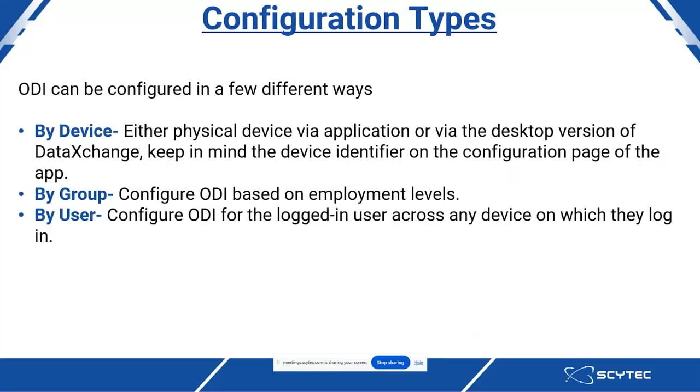And next up, we're going to be discussing configuration types, and ODI can be configured in a few different ways: by device, either physical device via the application or via the desktop version of DataXchange. Keep in mind the device identifier that I just discussed on the last slide for the configuration page for the application. You can also configure by group based off of employment levels, and then by user, where you can configure ODI for the logged in user across any device on which they log in.